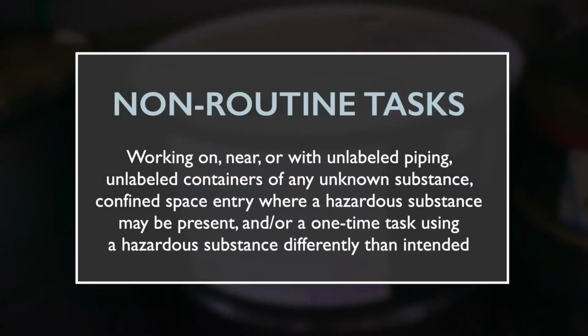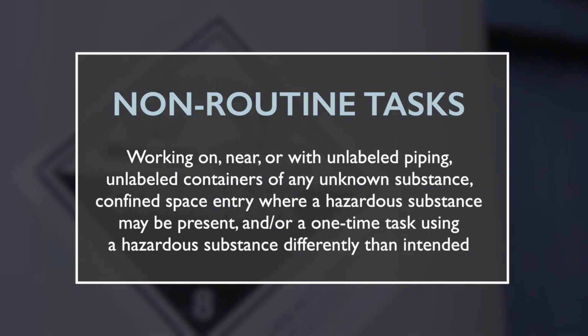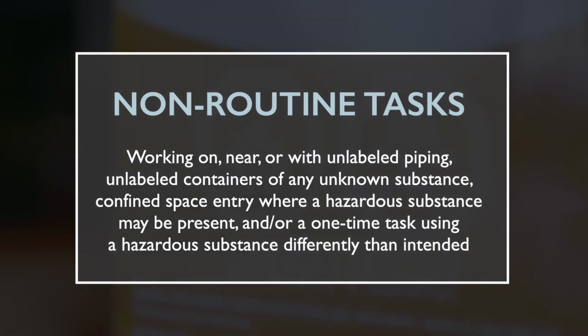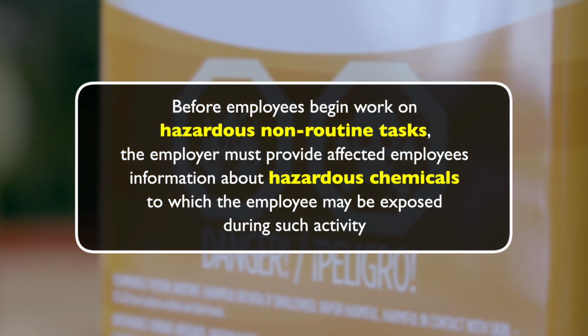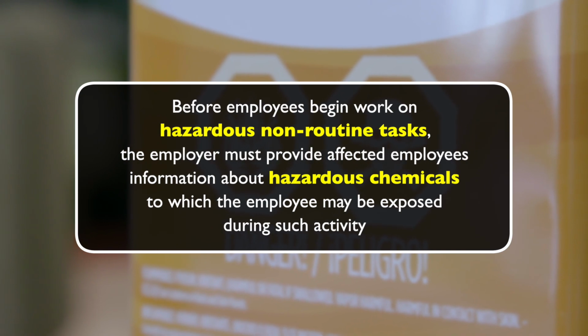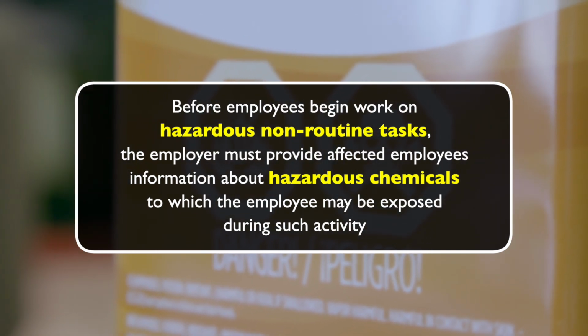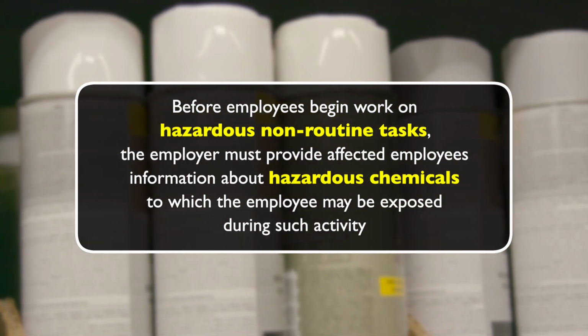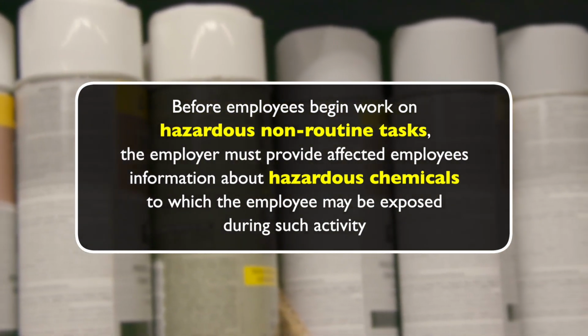Hazardous non-routine tasks. Non-routine tasks are defined as working on, near, or with unlabeled piping, unlabeled containers of any unknown substance, confined space entry where a hazardous substance may be present, and/or a one-time task using a hazardous substance differently than intended. Before employees begin work on hazardous non-routine tasks, the employer must provide affected employees information about hazardous chemicals to which the employee may be exposed during such activity.